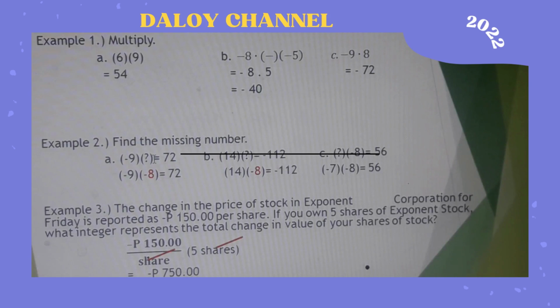For letter B, 14 times a number equals negative 112. So that missing number is negative 8. So positive 14 times negative 8 is equal to negative 112. For letter C, a number to be multiplied by negative 8 equals positive 56. So that number is negative 7: negative 7 times negative 8 equals positive 56.